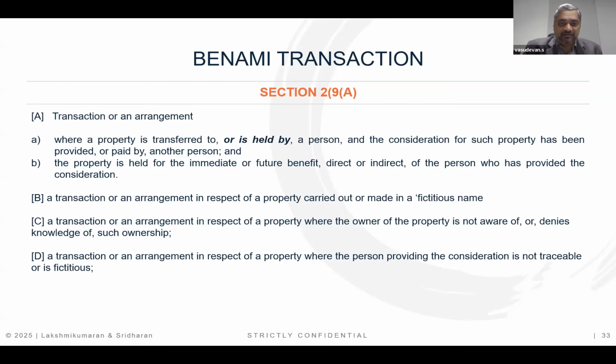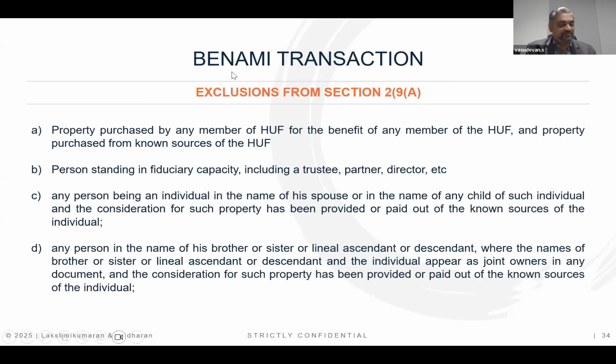Now, maybe I'll just request my colleague Mahinder to explain from the tripartite transaction, there are certain exclusions which have been given. So Mahinder, can you just explain what are those exclusions and where it applies? Sure.